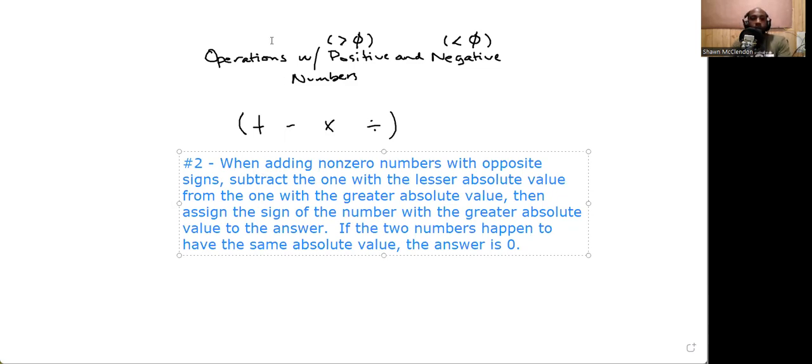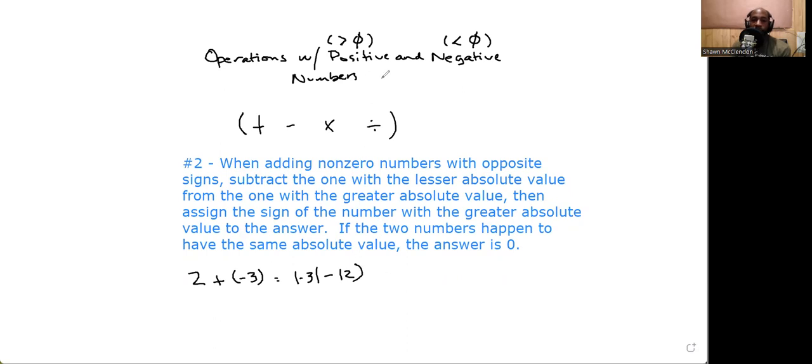All right. So say, for example, again, that you have 2 and 3, but 2 is positive, and then you're adding a -3. So you see these signs are opposite. So what we're going to do is subtract the one with the lesser absolute value from the one with the greater absolute value. So this has the greater absolute value, and we're going to subtract the one with the lesser absolute value.